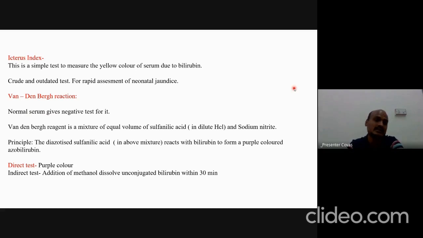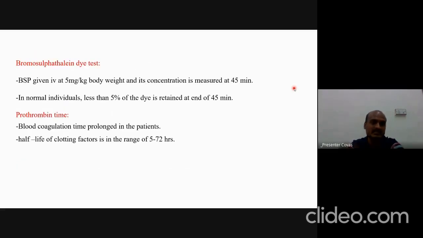The van den Bergh test is there. It is sulfanilic acid combined with sodium nitrite, acting as a diazotized reagent, which will give the purple color in case of direct reaction. In indirect reaction, unconjugated bilirubin doesn't dissolve as such, so we have to dissolve it with the help of methanol. Then only after 30 minutes it will give positive. In biphasic reaction, you wait for some time and then put methanol, we get positive results. That is a biphasic hepatic damage.